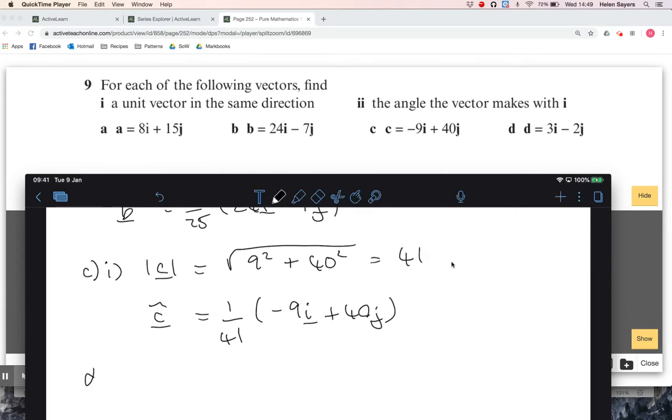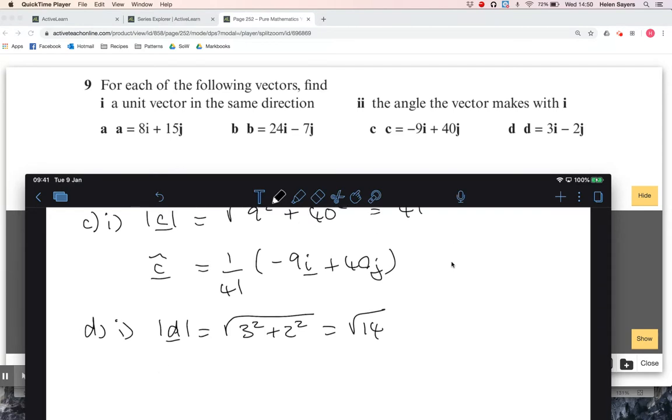And then, last but not least, D part 1. So the magnitude of D is root 3 squared plus 2 squared. So I think we're going to end up with a surd for this one, aren't we? So that's going to be root 14. So the unit vector D is going to be 1/14th of vector D.